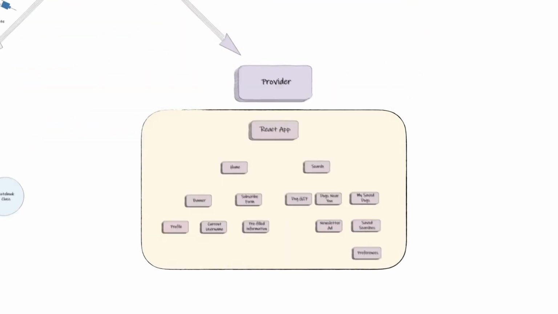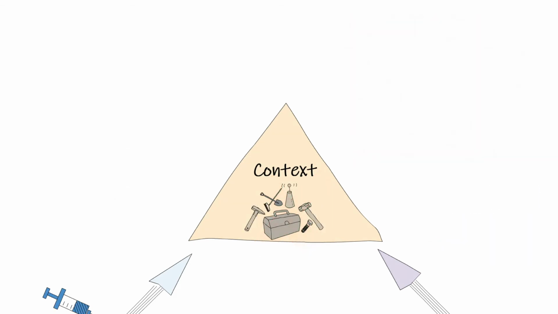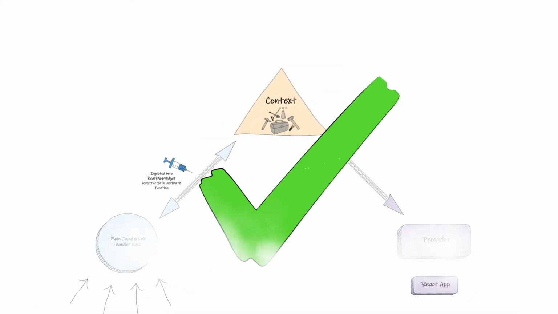Wrong. Do not store frequently changing data in context. It will lead to horrible performance problems. Basically, whenever you change data in your context, you're going to re-render all child components. Well, that's your entire React app. Don't do it. But we do feel confident putting our JupyterLab classes in context because they never change. They're static methods. This is a great use of context.